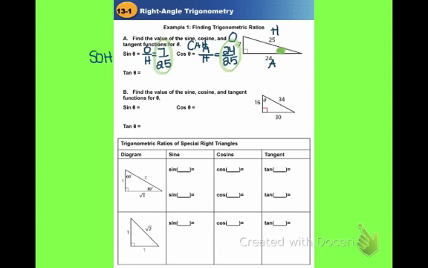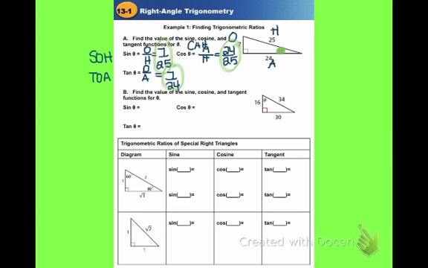Now the tangent. The tangent is the TOA, T-O-A, in our SOHCAHTOA. And so that means that's the ratio of the opposite leg over the adjacent leg. And so in this triangle, that's going to be 7 over 24. And again, that cannot be reduced in this case. And so that is my tangent ratio, 7/24.